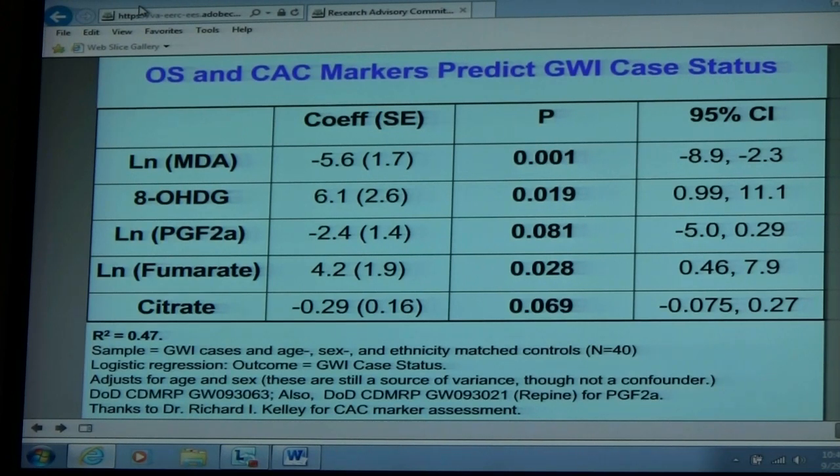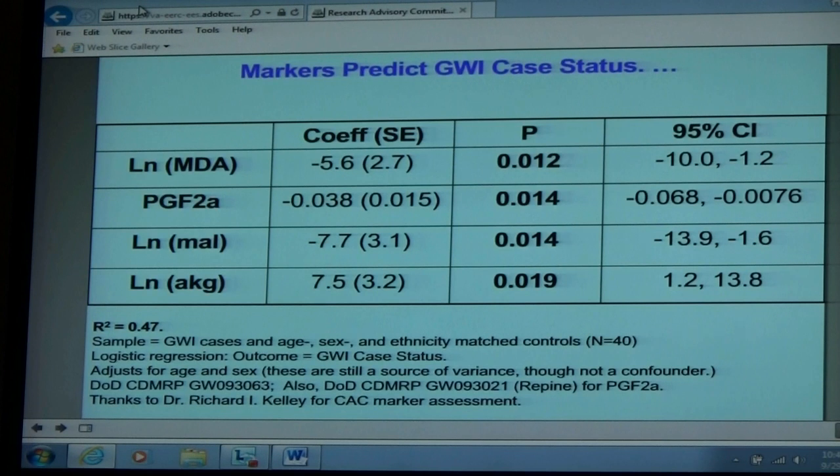Next slide. Now we can reduce this to 4 markers and retain the same prediction. Here we have 2 lipidomic markers, malondialdehyde and prostaglandin F2 alpha, and 2 different Krebs cycle intermediates, alpha-ketoglutarate and malate. Alpha-ketoglutarate is elevated in Gulf War veterans, and it has been found to be elevated in a number of conditions, like autism spectrum disorder, that are also known to involve oxidative stress and mitochondrial dysfunction. Next slide.